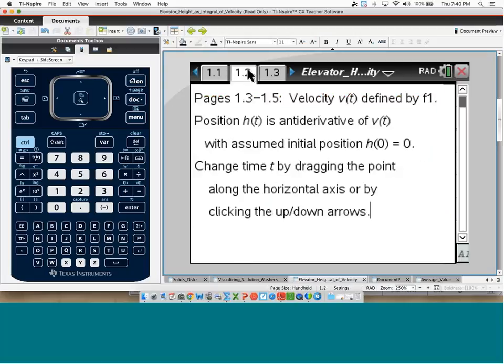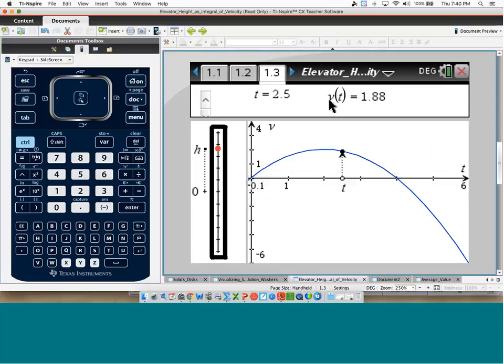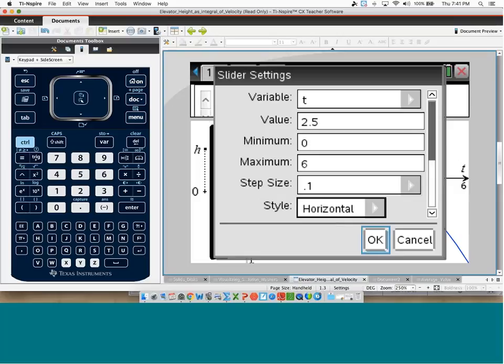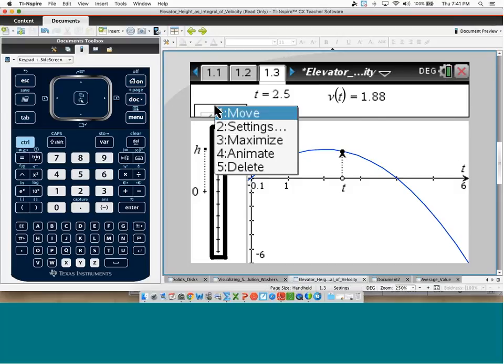So our position, h of t, is our antiderivative f, and our initial position we're going to assume is 0. We're going to be changing time by dragging a point along the horizontal axis, or we've also got some arrows that we can use. So here we go. And since that point, time, is changing horizontally, you could change the arrows like we showed you earlier, the exact same fixes. You don't have to do that if you didn't want to. Same thing here.